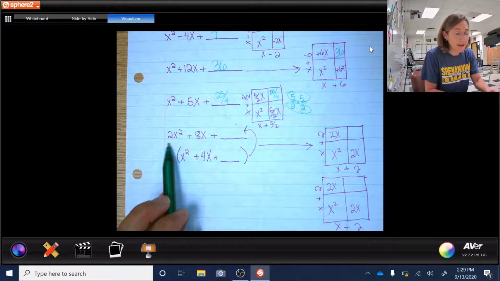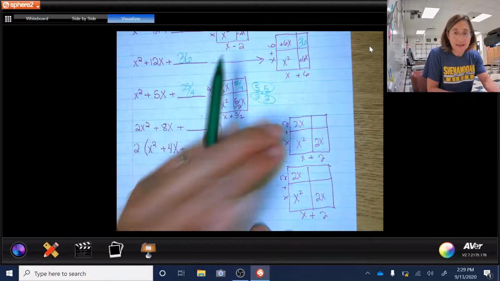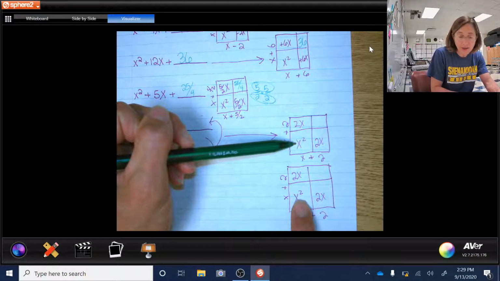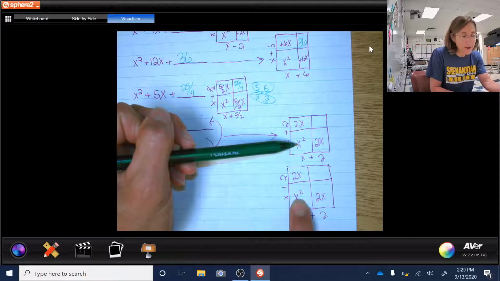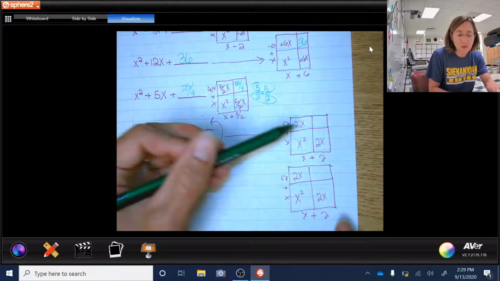So now this complicated one, I had 2x squared. So what I've done for the diagram here is I split it into 2 squares. So here are my 2x squareds. I split them up, which means I have 4 x's to deal with in each one of those.